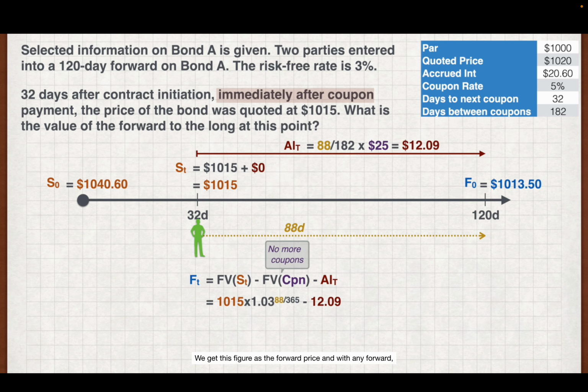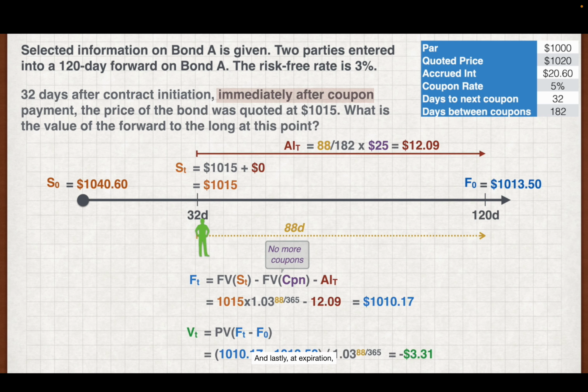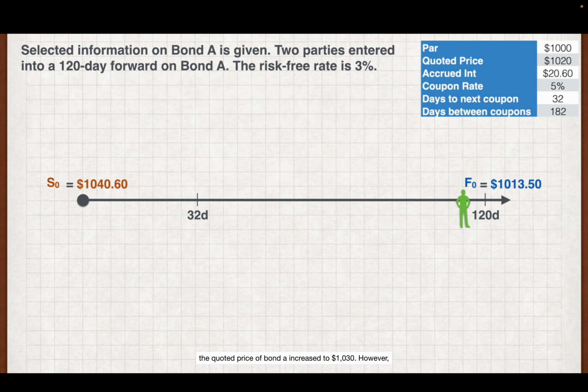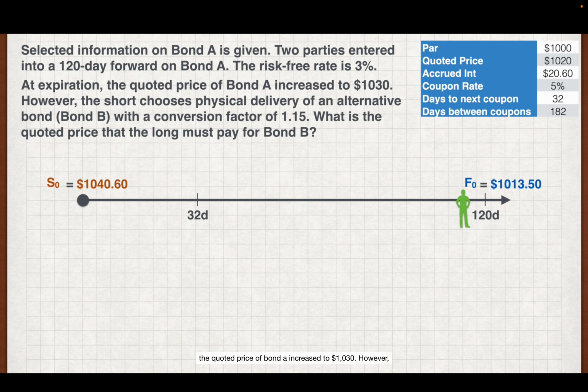Plug these figures in, we get this figure as the forward price. And with any forward, the value to the long is the PV of the increase in price. This works out to minus $3.31. And lastly, at expiration, the quoted price of Bond A increased to $1,030.